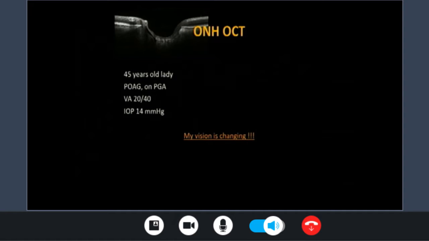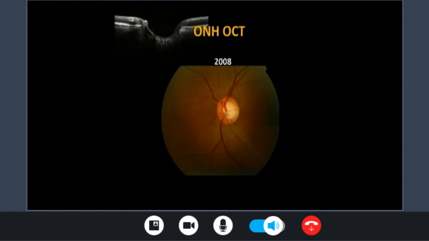This is a 45-year-old lady who is having primary open-angle glaucoma and is on prostaglandin analogs, with a vision of 20/40 and IOP of 14. And she's complaining about changes in her visual acuity. When you look at her disc photo in 2008 and disc photo in 2013, you are noticing some change here, right? So what kind of change do you see here?